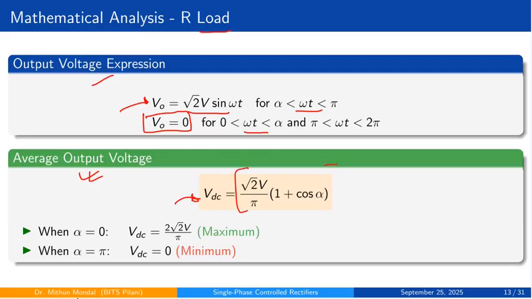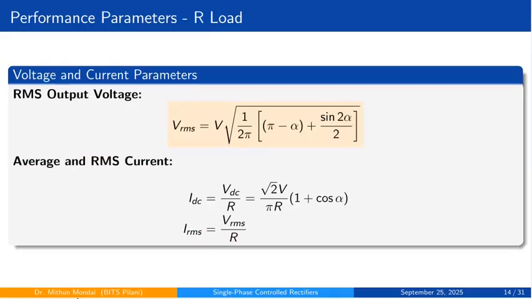So root 2 V by pi times (1 plus cos alpha) is what we get at the resistive load, which is the DC voltage, and we can substitute extreme values of alpha to get the maximum and the minimum value of this voltage. When alpha is 0, you get the maximum DC voltage. When alpha becomes pi, we get the minimum DC voltage, equal to 0, which means you do not have any DC voltage.